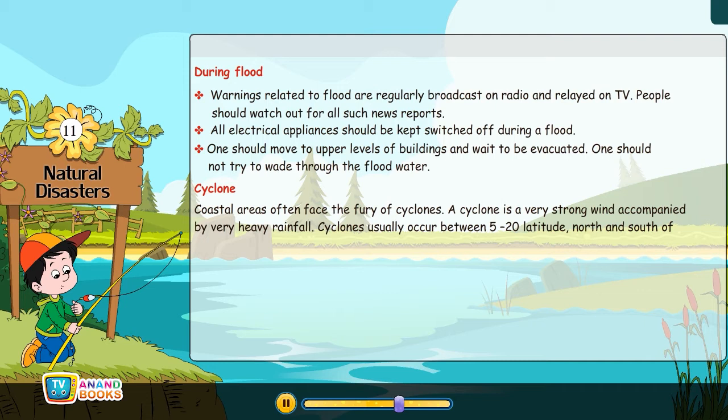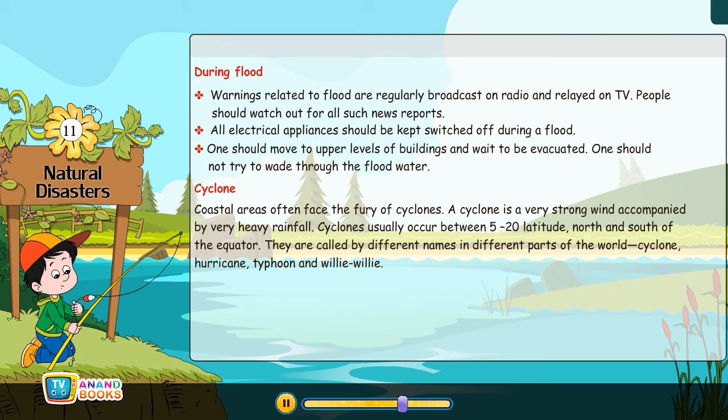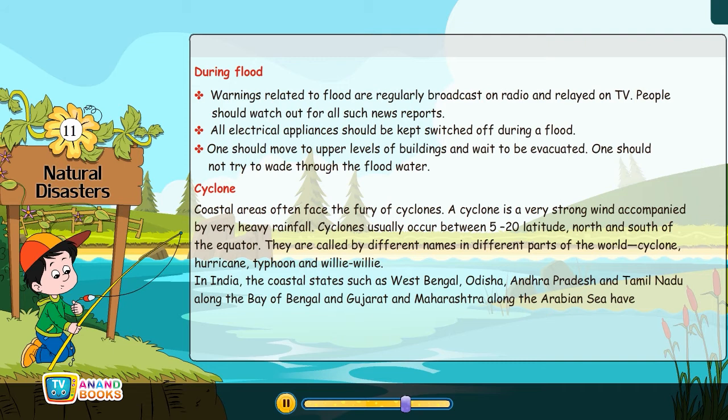Cyclones usually occur between 5 degrees to 20 degrees latitude, north and south of the equator. They are called by different names in different parts of the world: cyclone, hurricane, typhoon and vili-vili. In India, coastal states such as West Bengal, Odisha, Andhra Pradesh and Tamil Nadu along the Bay of Bengal and Gujarat and Maharashtra along the Arabian Sea have frequent cyclones.